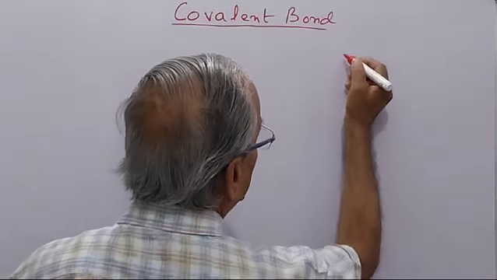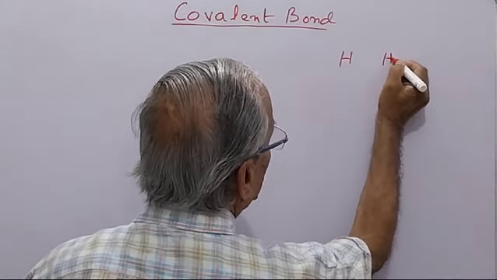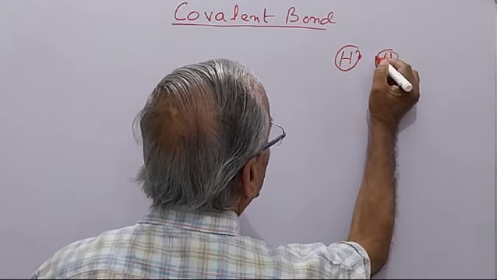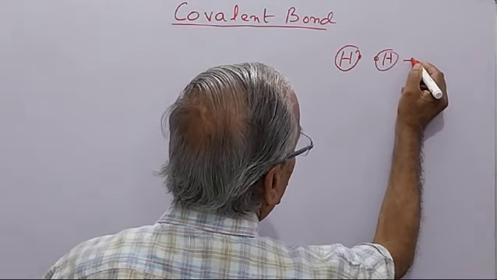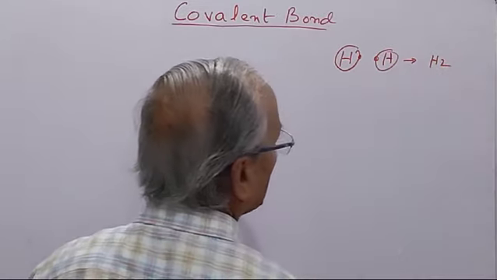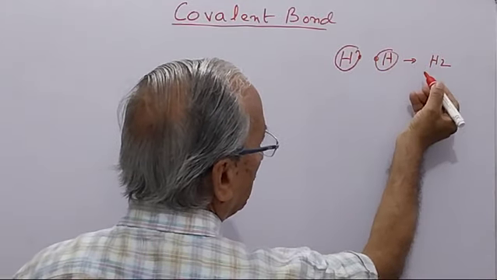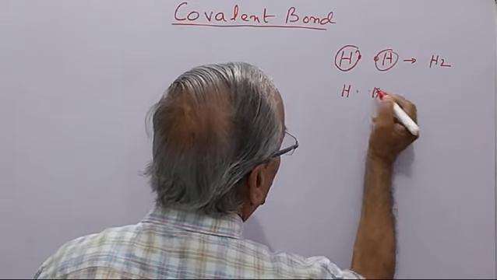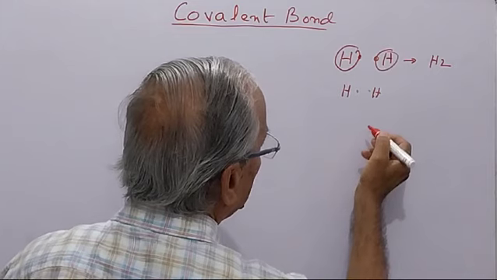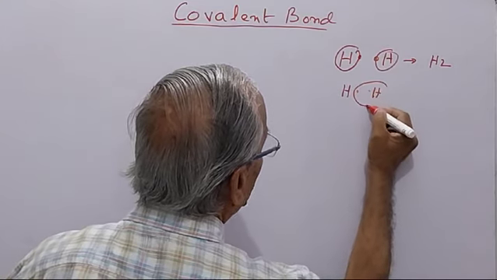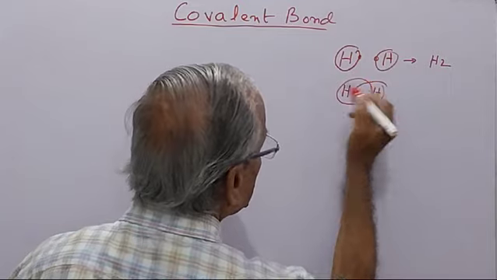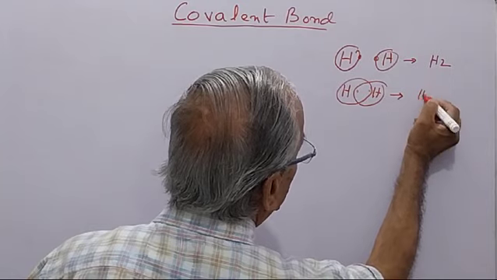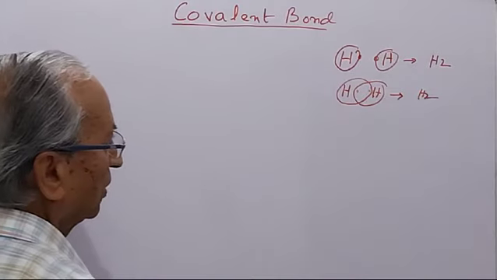First example, we take hydrogen, 2 atoms of hydrogen, and each hydrogen atom contains 1 electron in the outermost orbit. They combine together and form the H2 molecule. Here 2 atoms join together to form the molecule. Now actually what happened, 1 electron from each atom, they share together and form the molecule like this. So 2 electrons, 1 from each atom, they share together and form the molecule. So this is the sharing of the electron in the case of hydrogen.